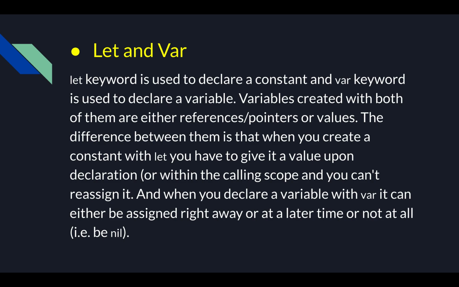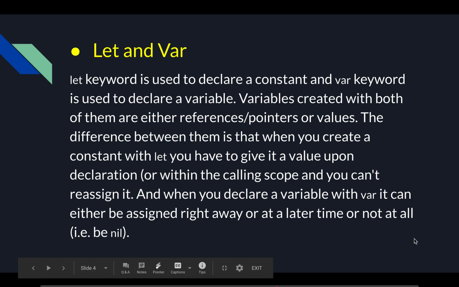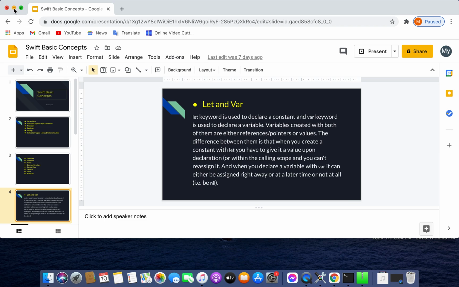or within the calling scope, and you cannot reassign it. And when you declare a variable with var, it can either be assigned right away or later, or not at all. It can be nil. So this is what let and var are. Before coming to strings, let us create a playground and learn what let and var are. So let me close my slide and start with the playground.